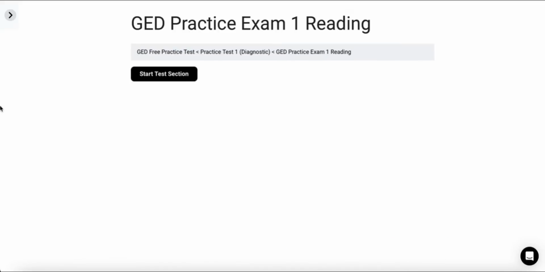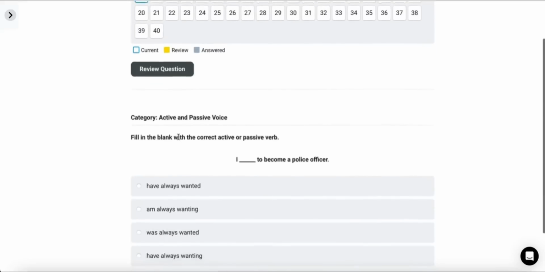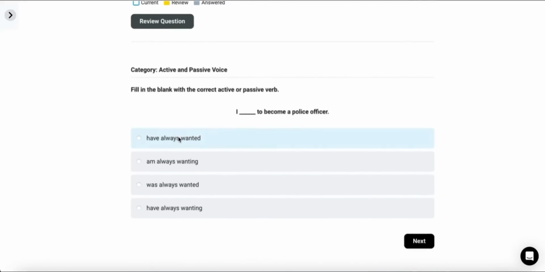So, let's get started. Fill in the blank with the correct active or passive verb. I blank to become a police officer. I have always wanted to become a police officer. This sounds good. Let's look at the remaining choices.